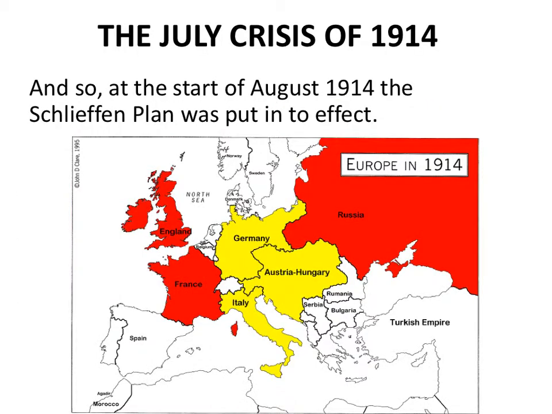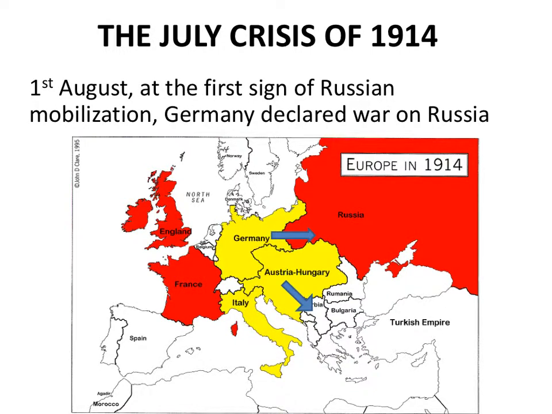Now basically what happened was the Schlieffen Plan came into effect at the start of August 1914, as I'll demonstrate in the final few slides. On the 1st of August, at the first sign of Russian mobilisation, Russia started to mobilise her troops to prepare for an eventual attack against Austria-Hungary. Germany thought, right, we can't afford to wait, so Germany declared war on Russia, because Russia was threatening Austria-Hungary even though Russia hadn't declared war against Austria-Hungary.